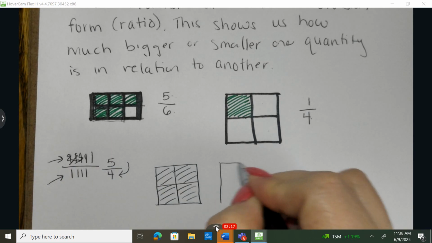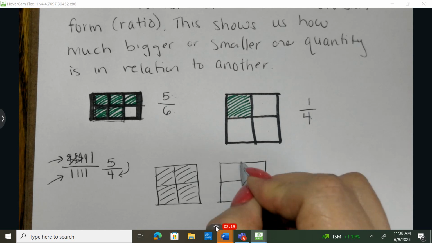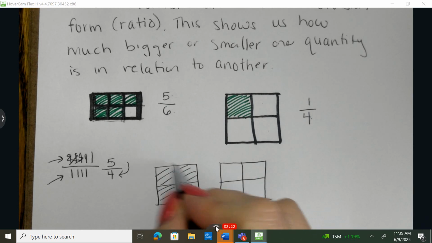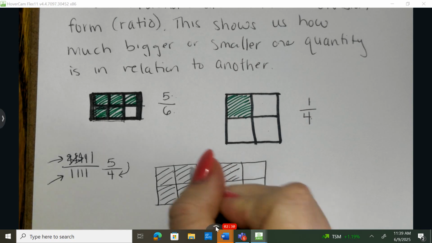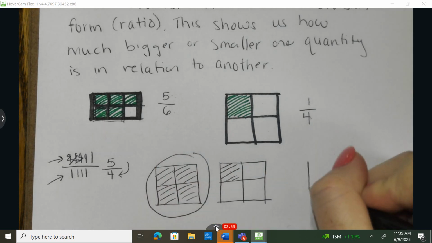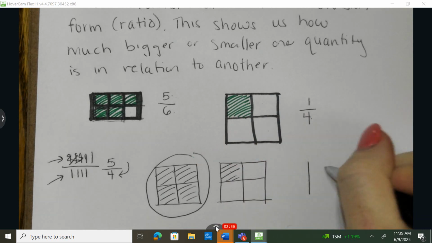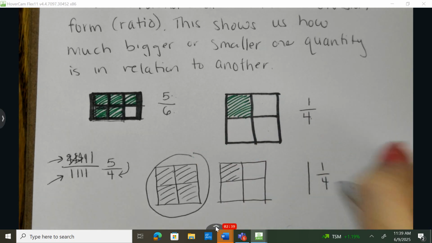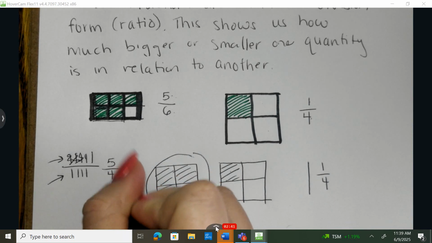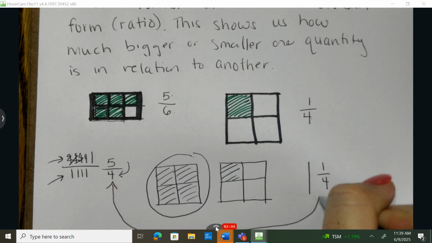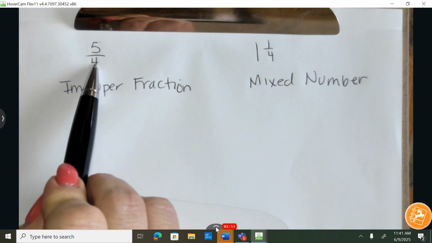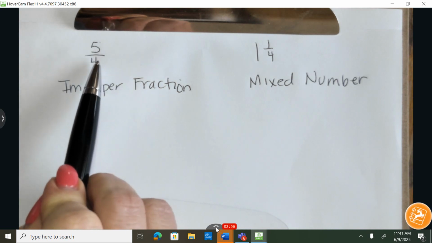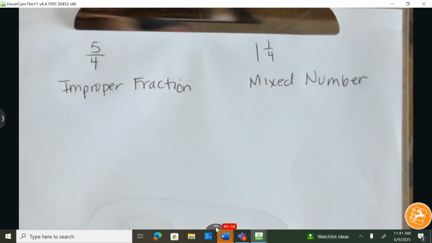So I need to recreate the exact same shape as my previous design on the left and shade 1 more. So here I have done 5/4. We have 1 whole portion, and then the secondary region has 1/4 shaded. So this representation of a fraction is equivalent to this mixed number representation. 5/4, when the numerator is larger than the denominator, is what we call an improper fraction.